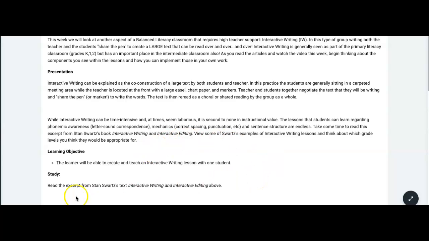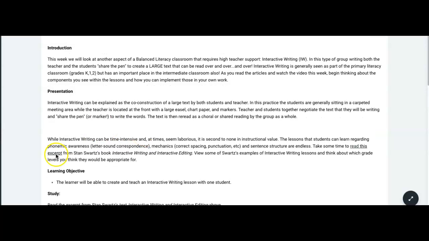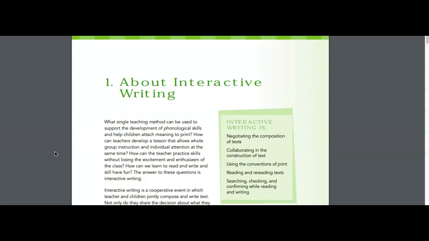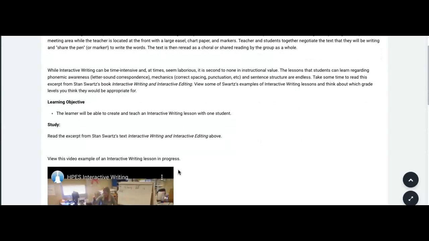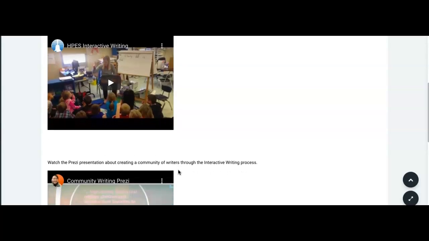This week, I want you also to be sure to read the excerpt from Stan Swartz's text, Interactive Writing and Interactive Editing, which is above. You will find that excerpt right here. There you go. So by the end of the week, you're going to be able to create and teach an interactive writing lesson with one student. Please be sure to view the videos this week.